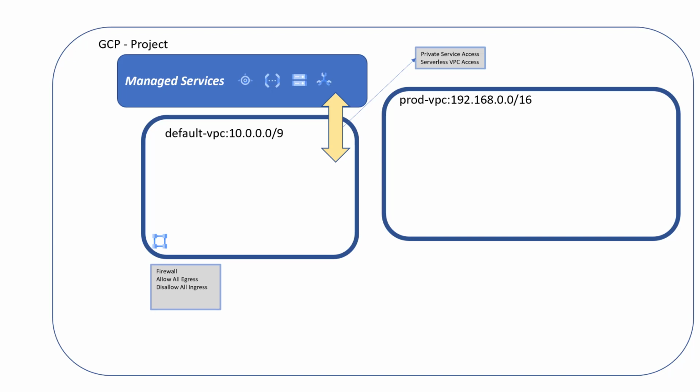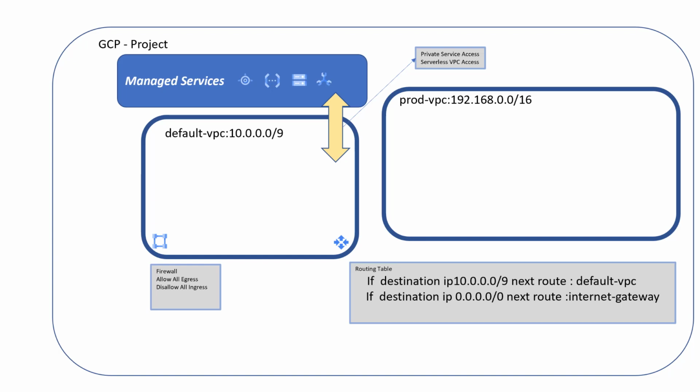Now, within your default VPC, or for that matter any VPC, there are two specific objects that you should care about. The first one is the firewall. The firewall allows traffic to go within and outside the VPC. The basic firewall rule is that it allows all egress traffic. That is, any resource that resides within your VPC can access any resource that resides outside of it. And the other one is disallow all ingress. What that means is that any resource trying to access a resource that resides within the default VPC will not be allowed to do so unless you change the firewall rules.